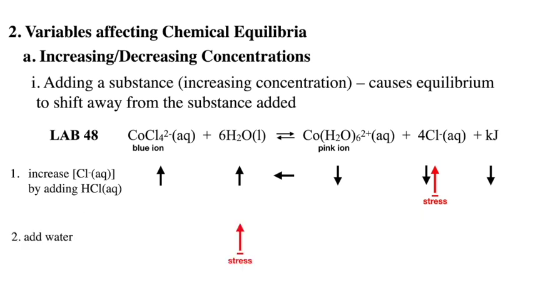Here's another way to do it. Take the same system. This time we add water. So the stress is water. We shift away from the water. So whichever way that arrow points, everything on that side is up, and on the opposite side it's down.